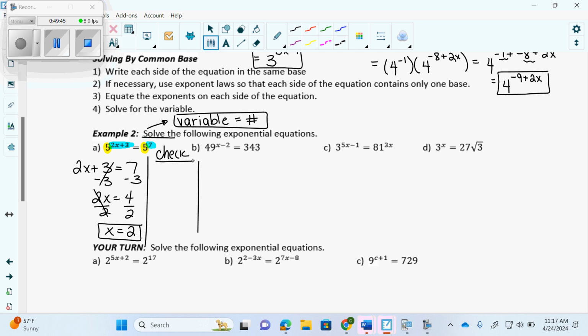So I'm going to plug 2 in for the x's. I'm going to get 5 to the power of 2 times 2 plus 3 equals 5 to the 7. What's on the left stays on the left. What's on the right stays on the right. Nothing crazy here, right? Then we have 5 to the 4 plus 3, 7, equals 5 to the 7.